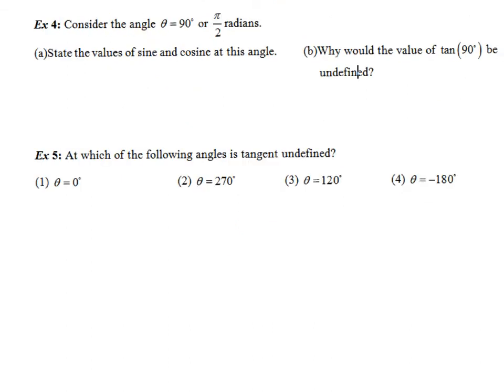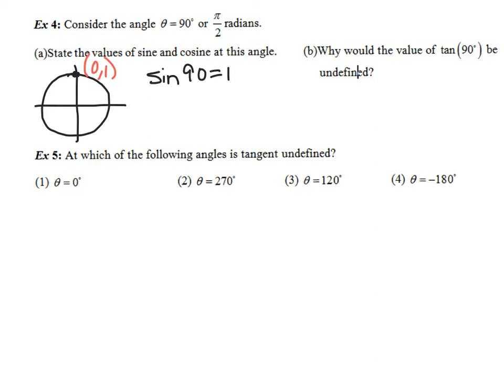Now in example number 4, we see that we have another angle that's in our unit circle, another quadrantal angle. So I'm going to draw 90 degrees, or likewise pi over 2 radians. At that 90 degrees, I know that my ordered pair is (0, 1). So that tells me that the sine of 90 degrees is equal to 1, and the cosine of 90 degrees is equal to 0. So the tangent of 90 degrees, by our definition, will just be the sine of 90 divided by the cosine of 90.